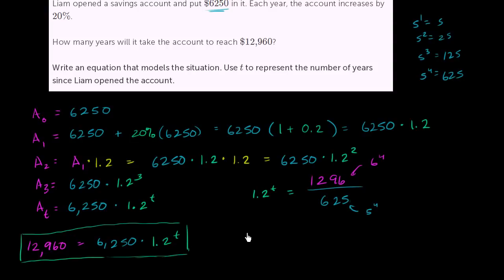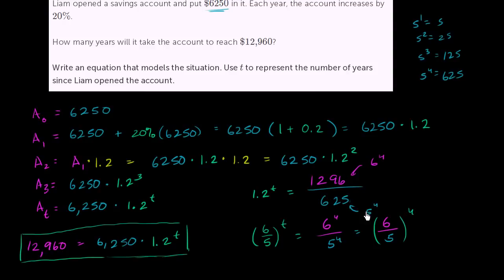So we could rewrite this as 6 over 5 to the t is equal to 6 to the 4th over 5 to the 4th, which is the same thing as 6 over 5 to the 4th power. So here you'd say, well, 6 over 5 to the t needs to be equal to 6 over 5 to the 4th power. t must be equal to 4.